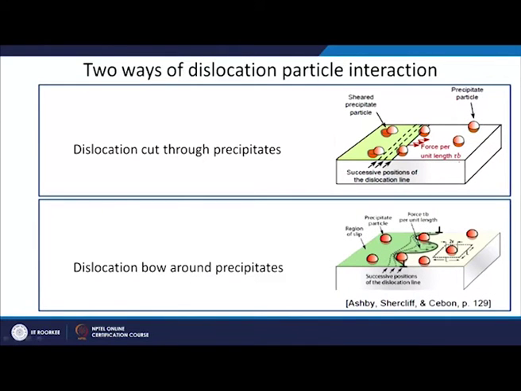Now there are two ways in which a dislocation and a particle can interact. One is that the dislocation cuts through precipitates. This is how the shearing process occurs.